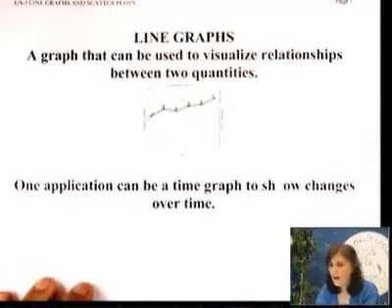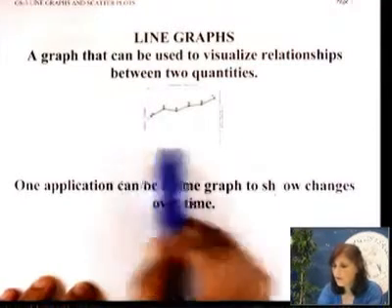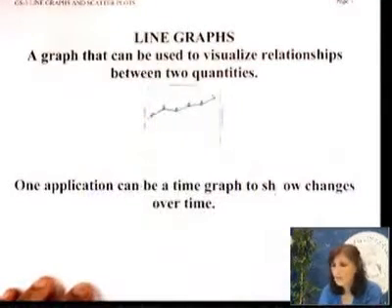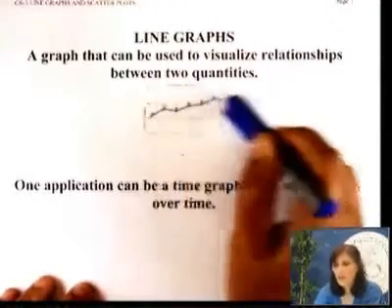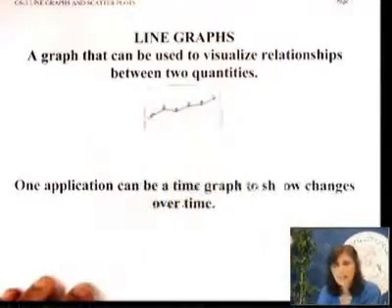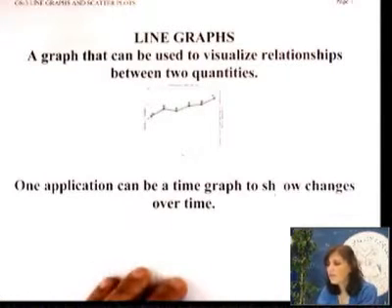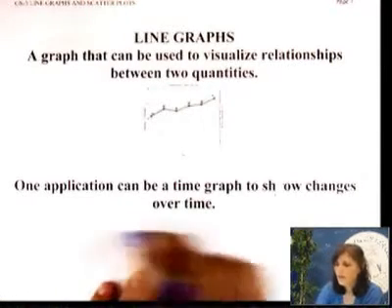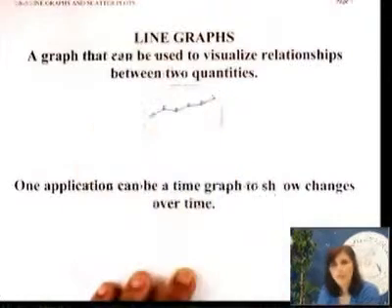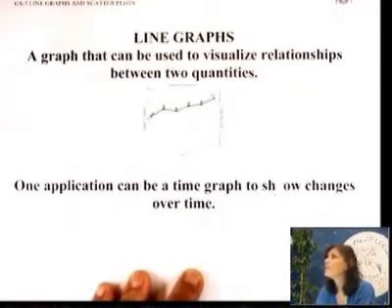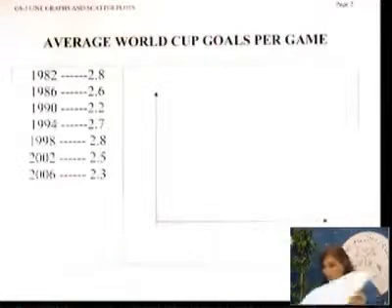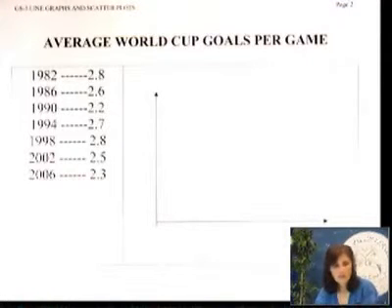Line graphs are graphs that can visualize relationships between two quantities, one quantity horizontal, the other vertical. They're called line graphs because they usually have dots, and the dots are connected with lines. One application is a time graph to show changes over time. You may have time on the horizontal axis and whatever changes on the vertical axis. Okay, so let's look at that.